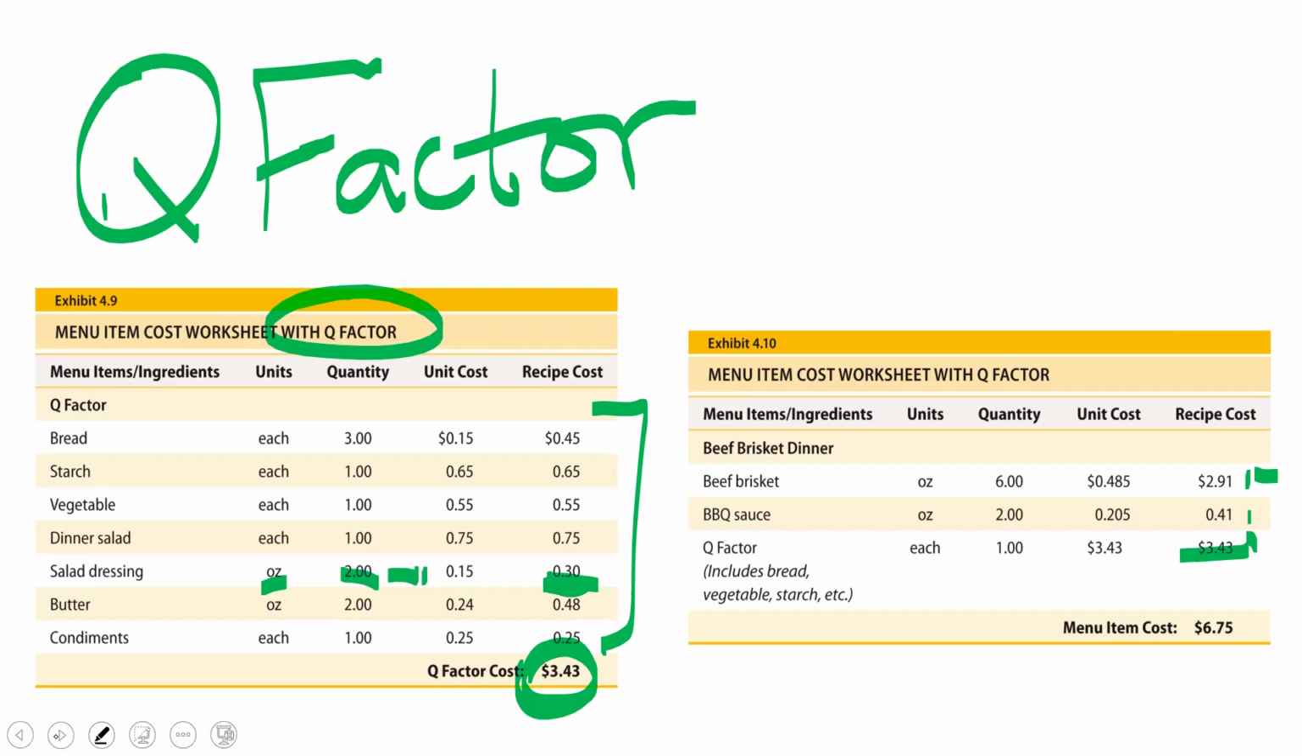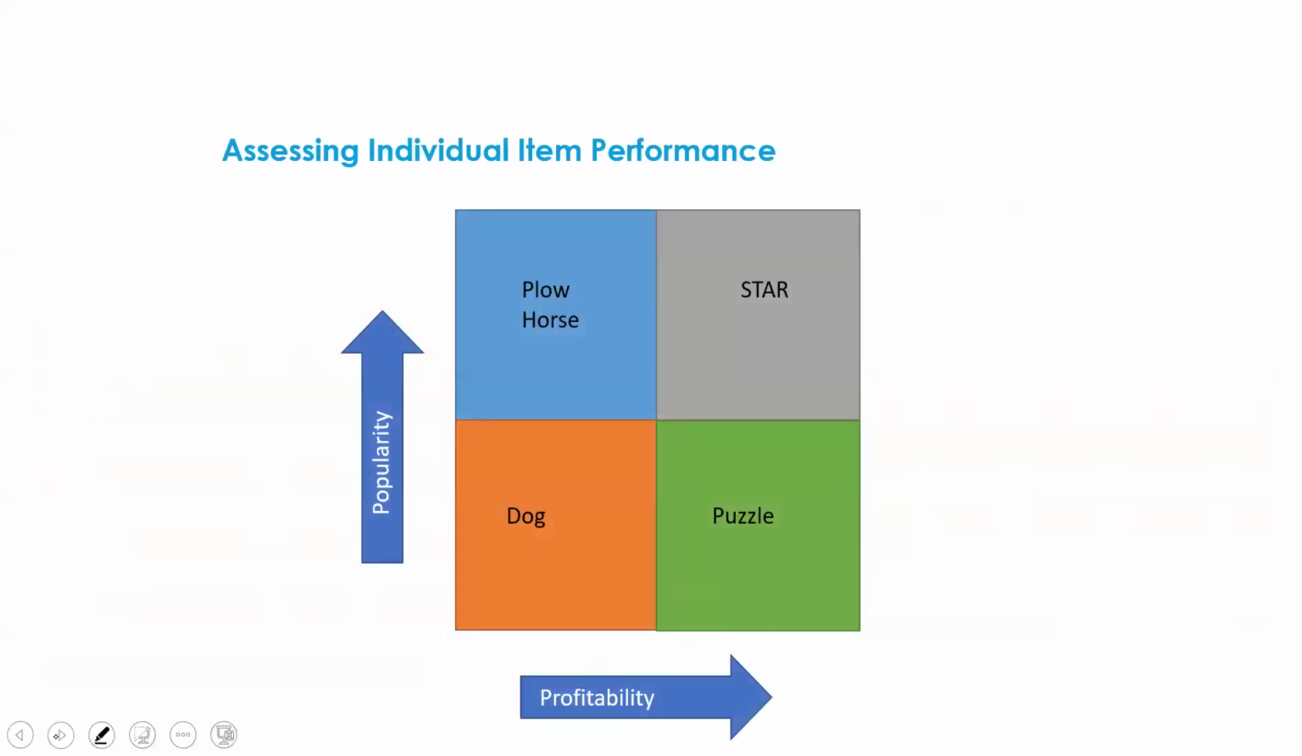All right, so that is how we cost out our menu items. There's a whole science and psychology to menu pricing, okay? Let me do something real quick before we move on.